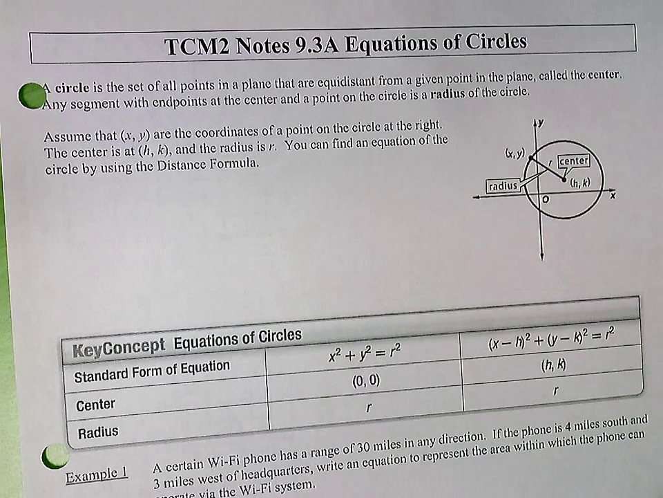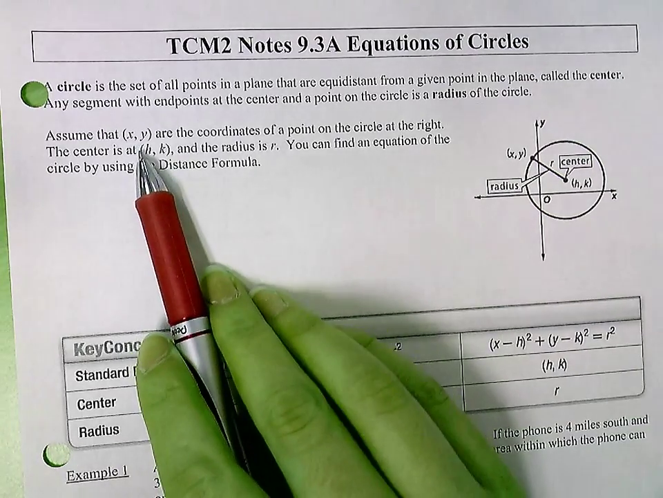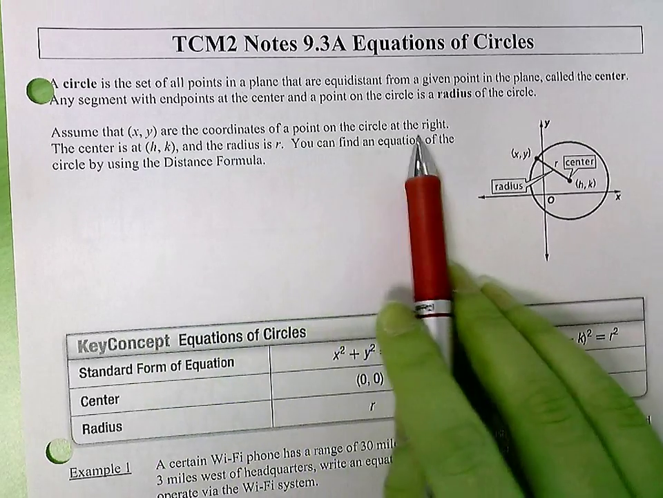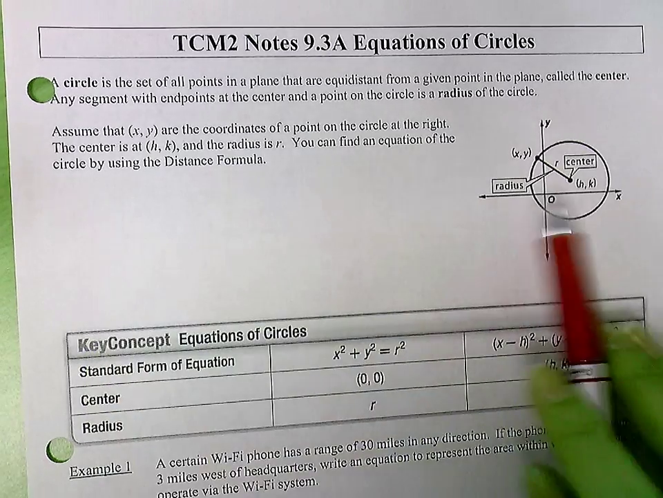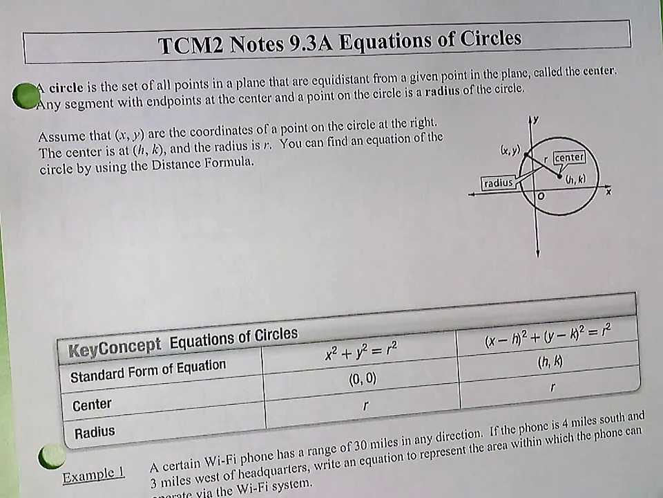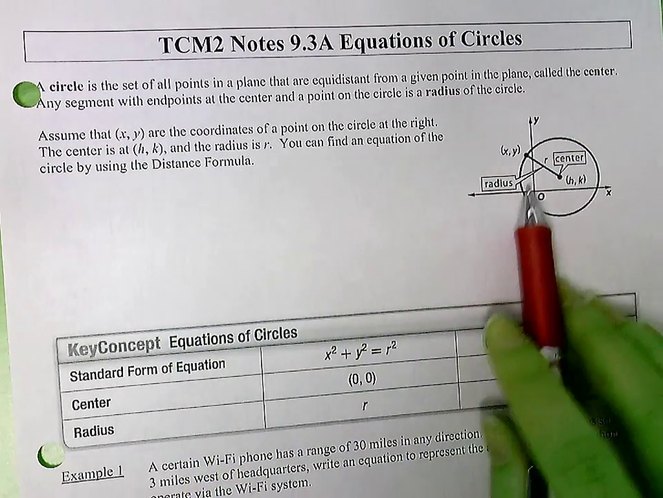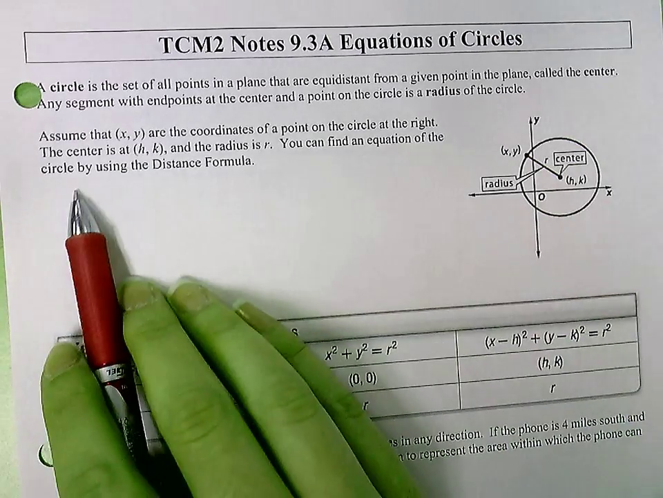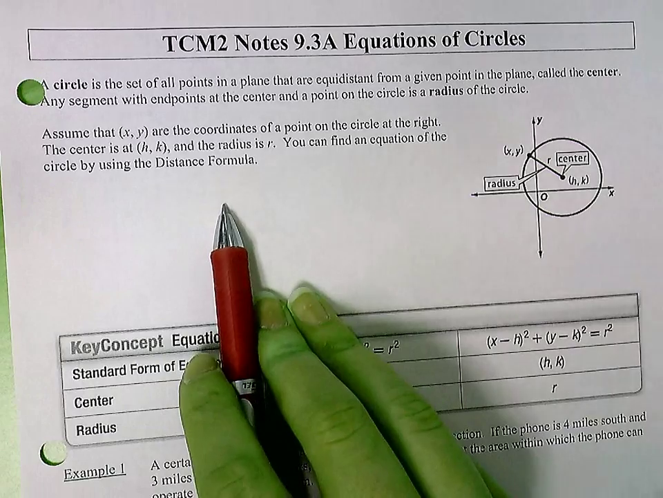We're going to assume that this coordinate x comma y are the coordinates of a point on the circle at the right. The center is at h, k. Just like we had a vertex point in our parabola called h, k, now our center point in our circle is h, k. And our radius r is right here. You can find the equation of a circle by using the distance formula.